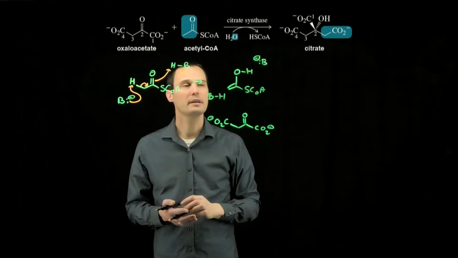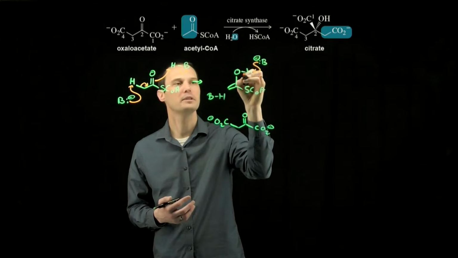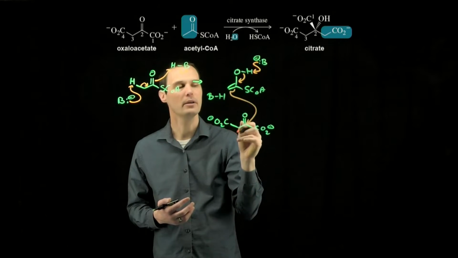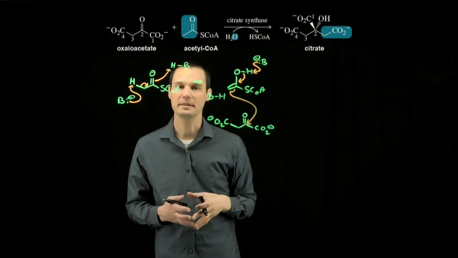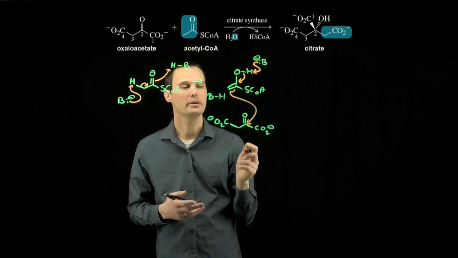This sets us up for our key carbon-carbon bond forming step. So the base in the enzyme binding pocket will take its proton back, and that will allow the enol to act as a nucleophile to attack the carbon of oxaloacetate. That's going to form the key carbon-carbon bond in our aldol addition step.